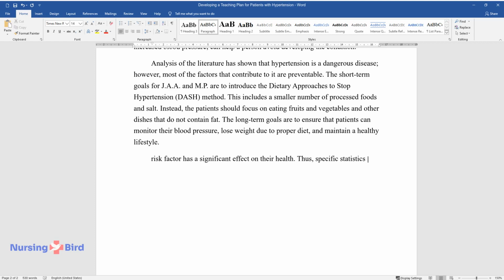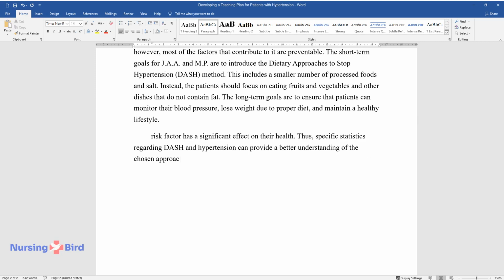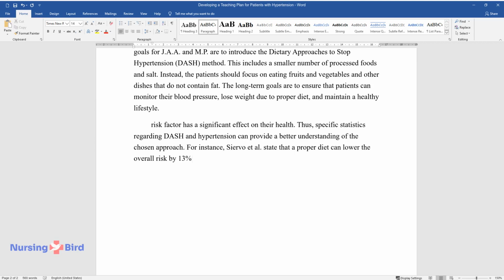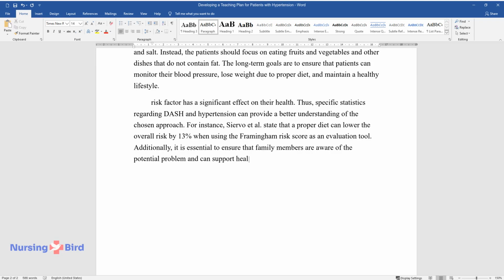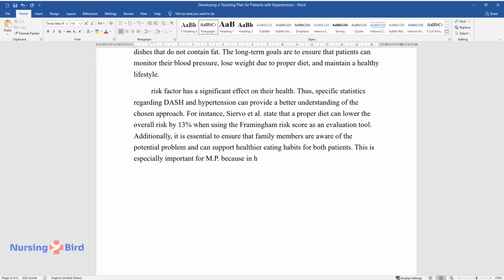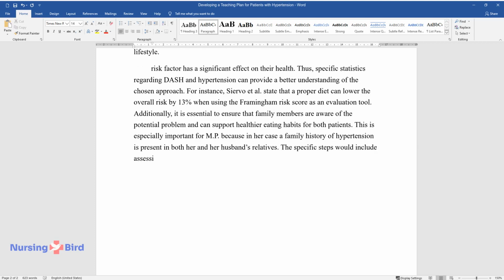Thus, specific statistics regarding diet and hypertension can provide a better understanding of the chosen approach. For instance, Siervo et al. state that a proper diet can lower the overall risk by 13% when using the Framingham Risk Score as an evaluation tool. Additionally, it is essential to ensure that family members are aware of the potential problem and can support healthier eating habits for both patients. This is especially important for MP because in her case a family history of hypertension is present in both her and her husband's relatives.